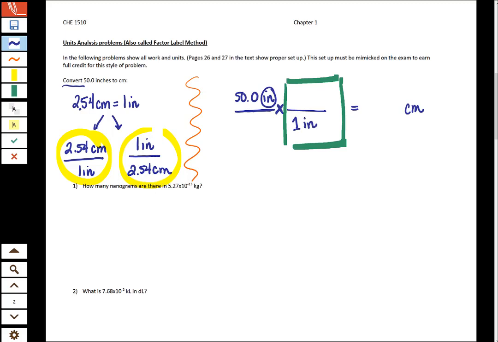So the 1 inch needs to be on the bottom, which forces the 2.54 centimeters to be on the top. So your inches then cancel. You are left with units of centimeters, which is what you desire. So then you put it in your calculator. You take 50, you multiply it by 2.54, you get 127.